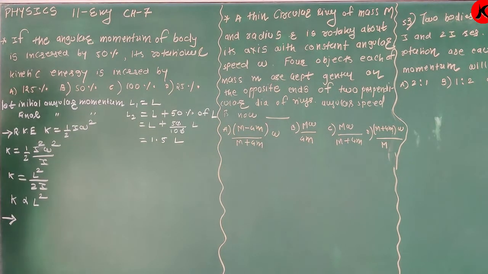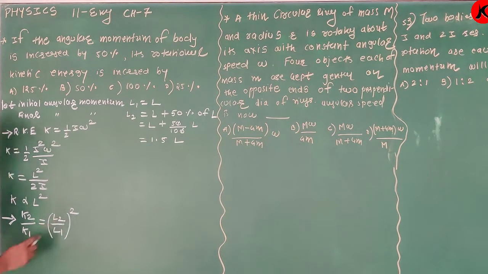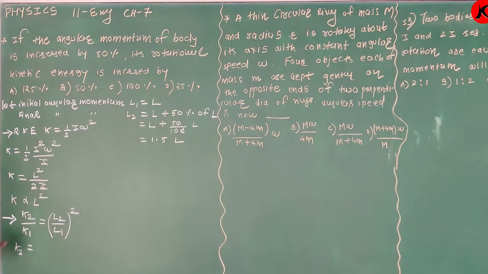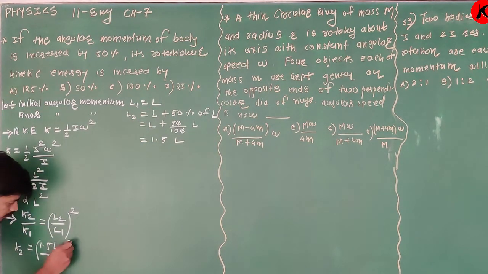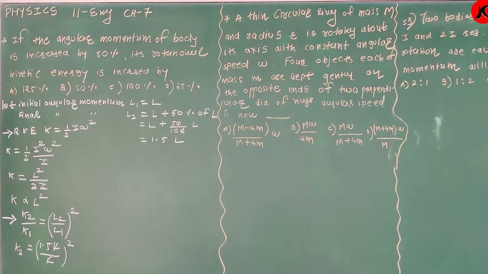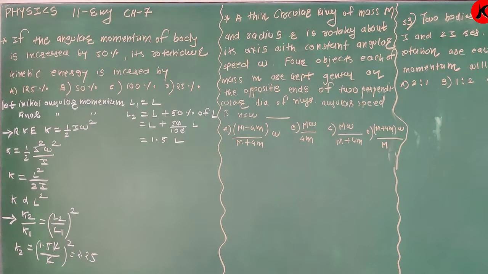You have to take a ratio 2 by 1, like this: K2 by K1 is equal to L2 upon L1 whole square. Simple. K2 upon K1 is equal to L2 upon L1 whole square. L2 is 1.5 L, divided by L1 which is L, whole square. So L cut, L cut. What is the square of 1.5? Obviously it is 2.25.